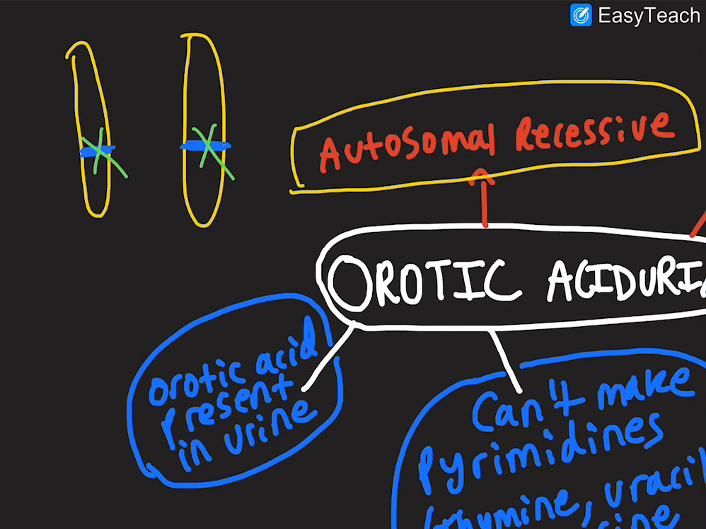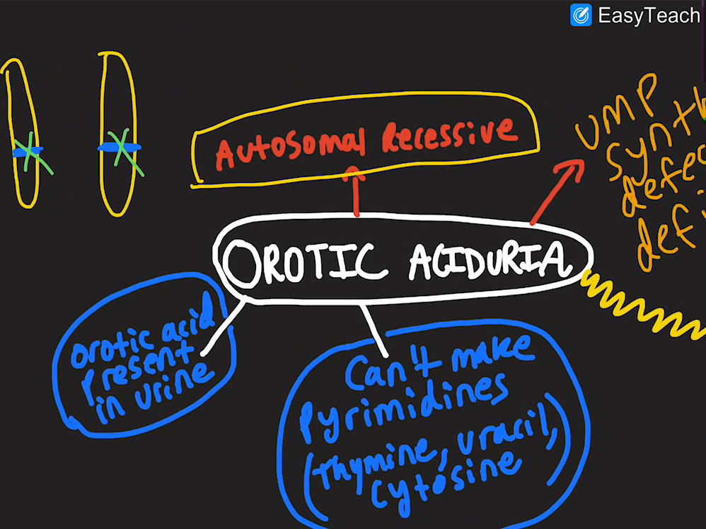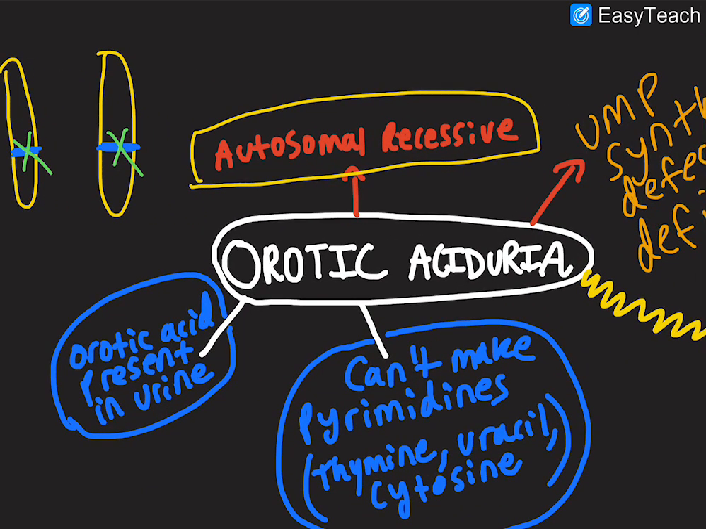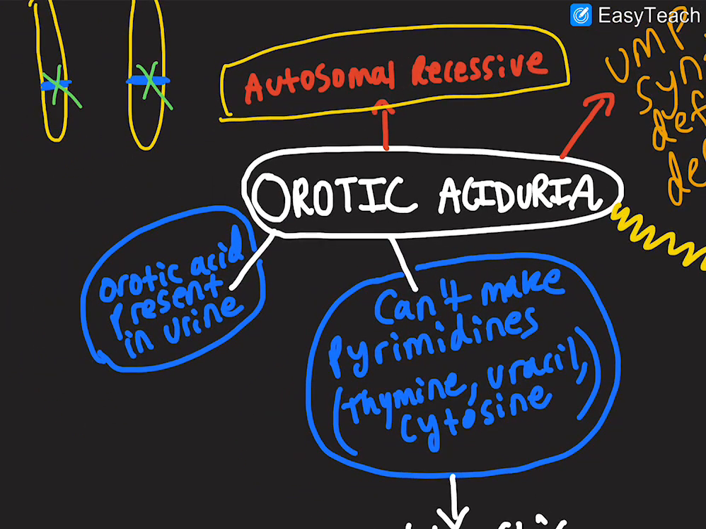Okay, if this was autosomal dominant, you would only need one of the copies to be mutated. All right, but this is autosomal recessive, so you need both copies of the UMP synthase gene to be mutated. Okay, so that's orotic aciduria. It's autosomal recessive. And if we look at the name, it's orotic aciduria. So the uria part means that we're going to have orotic acid present in our urine, or orotic acid crystals present in our urine.